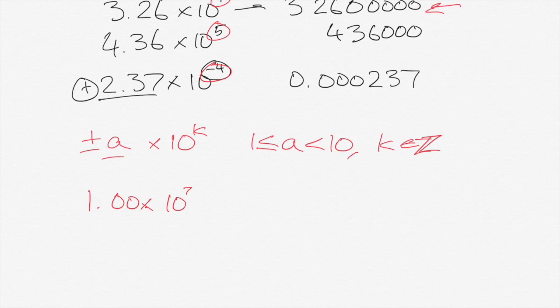That's a perfectly valid scientific notation number, but 10.00 times 10 to the 6 is not. These two numbers are exactly the same value, but only one of them, the top one, is correct scientific notation.